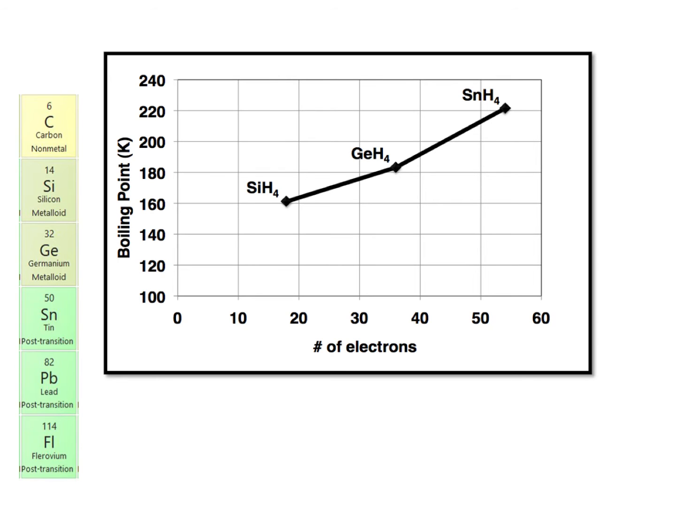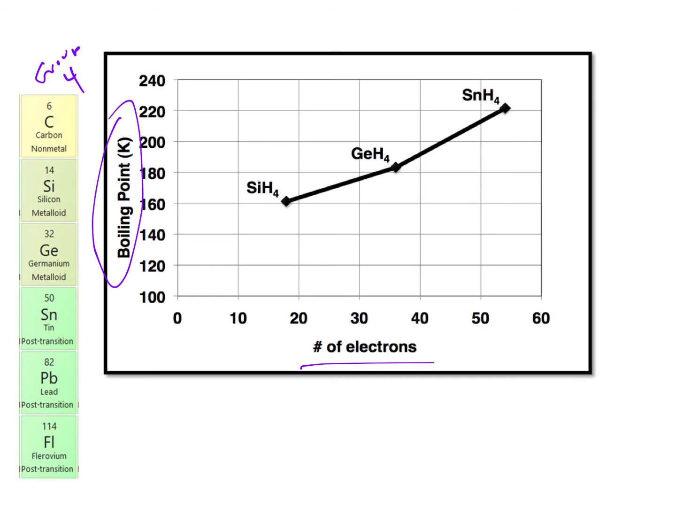Okay, so here we have a plot of our group 4 hydrides. Oh, I'm so sorry about the writing. It's disappointing. I've left carbon off here for a reason, okay? So we have silicon hydride, germanium hydride, and tin hydride. We're plotting boiling point on our y-axis and number of electrons on x, okay?